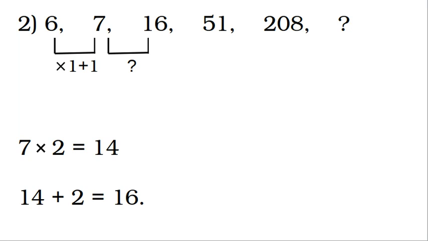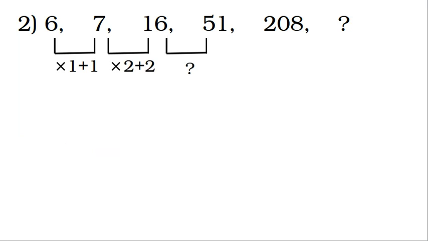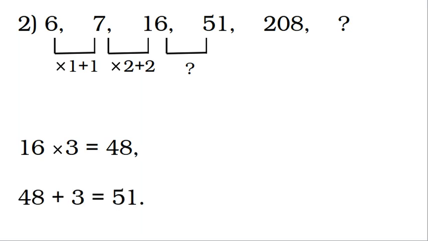Here, I want you to observe one thing, that 7 when multiplied by a number should give you a number close to 16. So 7 times 2 is 14. 14 plus 2 is 16. 16 and 51. Can we relate these 2 numbers in that way? 16 into some number should give you a number close to 51. 16 times 3 is 48. 48 plus 3 is 51.